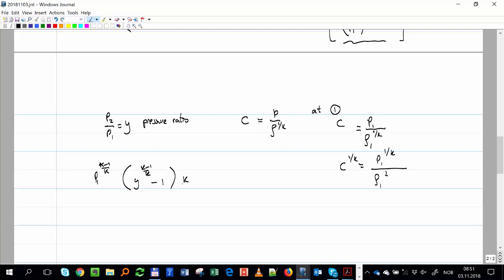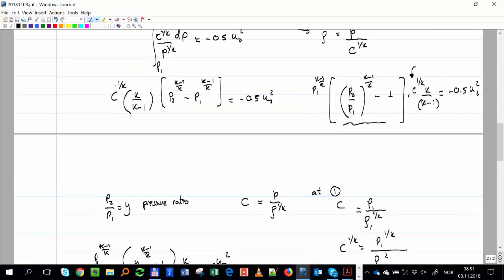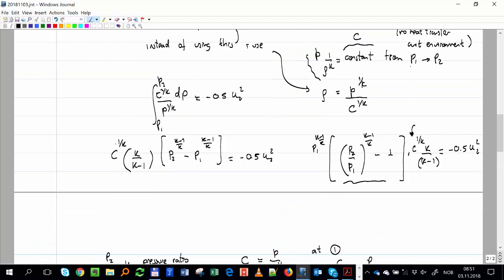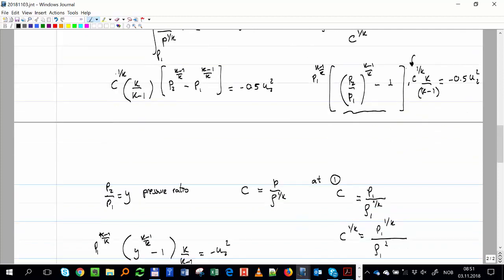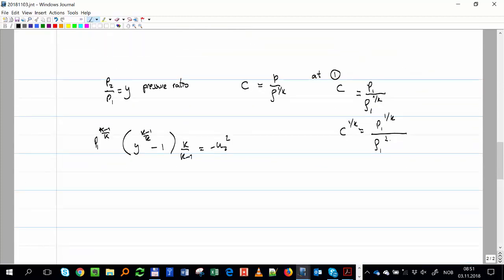Okay, so let's put the rest that we know. K minus 1 equal to minus U2 squared. And here we have to know how do we handle this C. So this C I'm evaluating at 1. So I know that C is like that. But I need C 1 over K, right? Because that came from the integral. So I think here I made a mistake last time. Here it should be 1 over K squared, I think so.